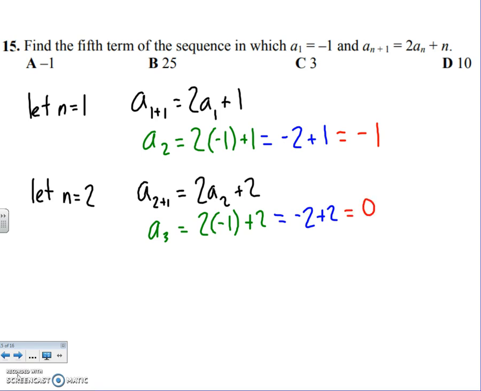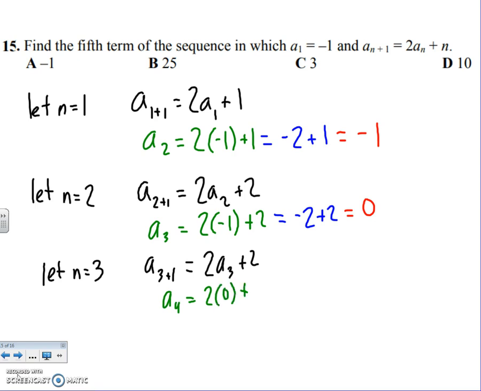Alright, so now let n equal 3. Let's find the fourth term. The formula becomes a sub 3 plus 1, meaning the fourth term, will be 2 times a sub 3 plus 2. So that means a sub 4 is 2 times a sub 3, which we found before was 0 in red right above me, plus 2. Well, 2 times 0 is 0, plus 2. Just keep the trend using red. It's positive 2. Alright, then we find, let n equal 4.